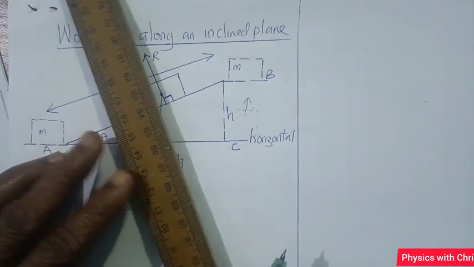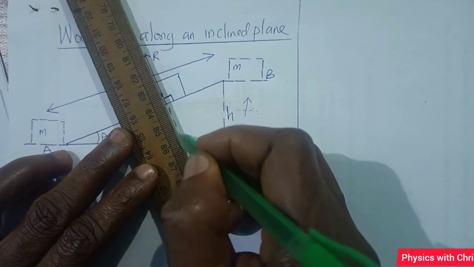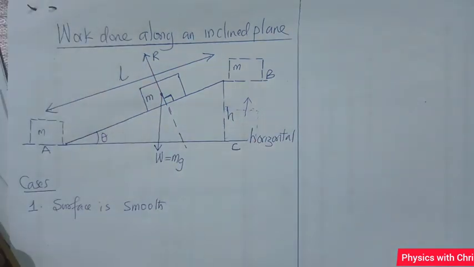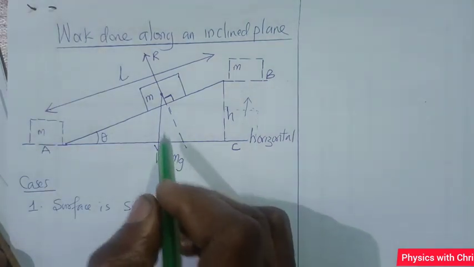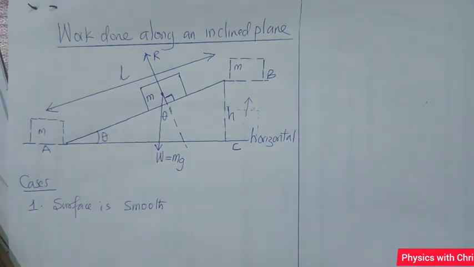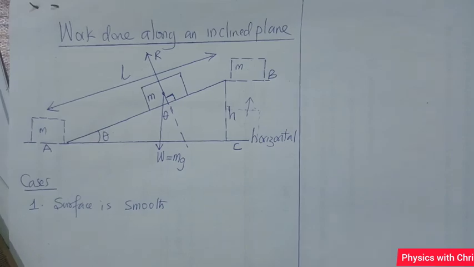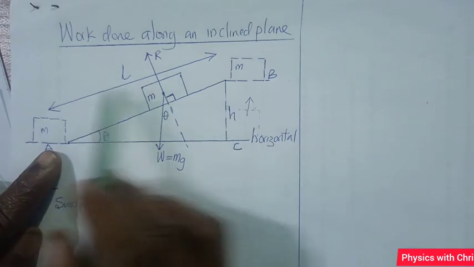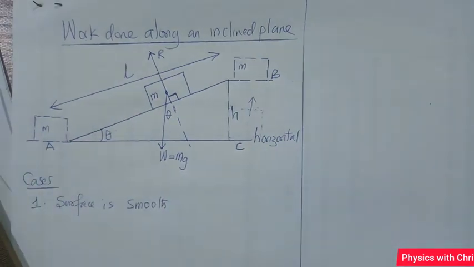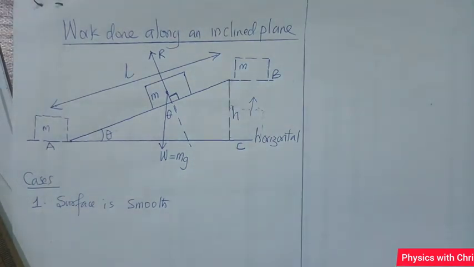If possible, I can produce this line down with this broken line. The normal reaction can be extended so that the angle between the weight line and the normal reaction line produced is still theta, which is my angle of inclination. So this theta is my angle of inclination, and this theta is also the same angle of inclination. Now the length of the plane is given as L, measured in meters or in centimeters as the case may be, and h is the height of the plane.